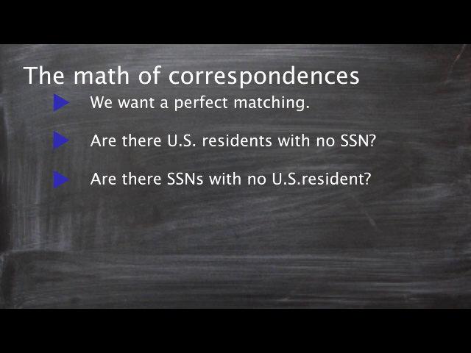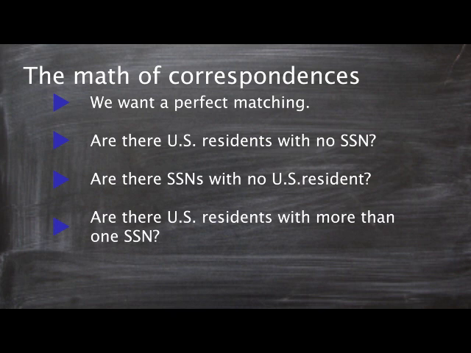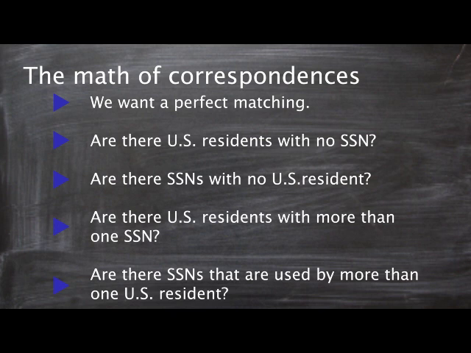So you can't have residents with no number. Right. You can't have numbers with no resident. Right. You can't have residents with more than one number. And you can't have numbers with more than one resident. Okay, those are our 4 ways we could go wrong. 4 ways a correspondence could be broken. Now, technically, if you think the answer is no here, you only need to break one of these.